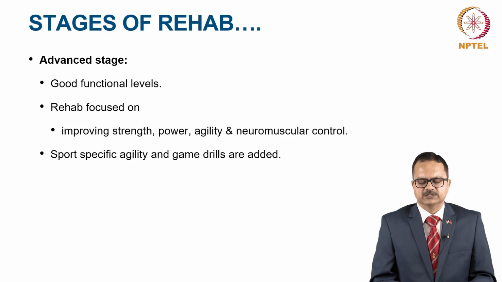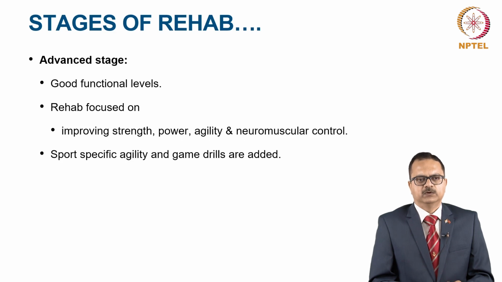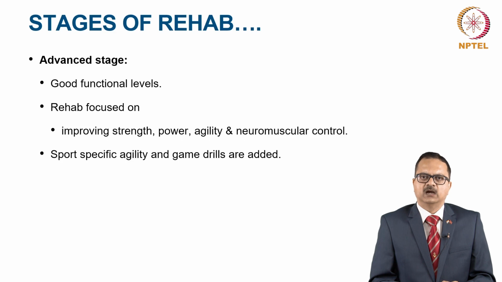In the advanced stage of rehab, the athlete generally has good functional levels, and the rehab focuses on improving strength, power, agility, and better neuromuscular control. Here, you do add more sport-specific agility and game drills. By this time, the athlete is already back on the field.